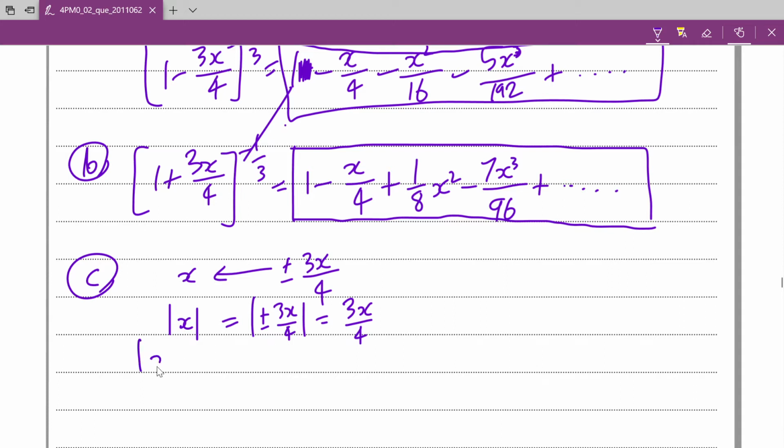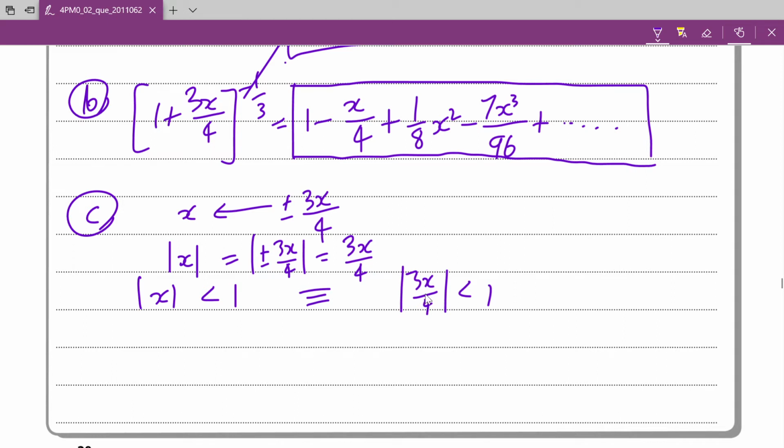And since the absolute value has got to be less than 1, this inequality is equivalent to this, which if you multiply by 4 over 3, you'll get rid of this 3 over 4 here, and you'll find the actual range of values of x. And of course, this is the outcome. Absolute value of x is going to be less than 4 over 3.